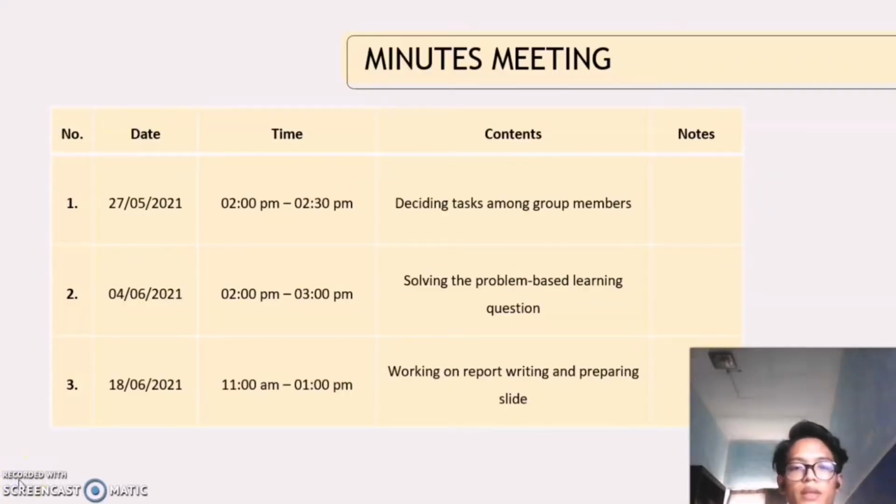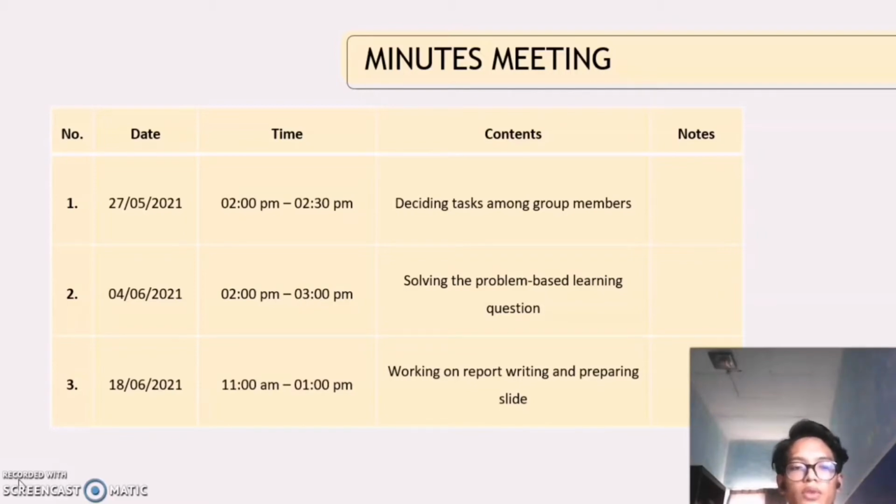My name is Ahmad bin Shari. I will present the minutes of meeting from our report. On 27th of May 2021, from 2 p.m. until 2:30 p.m., we decided the tasks among our group members via WhatsApp group.